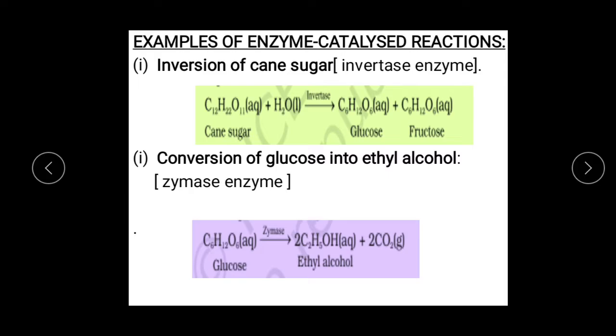First is inversion of cane sugar. The enzyme is invertase. Conversion of glucose into ethyl alcohol by zymase enzyme.